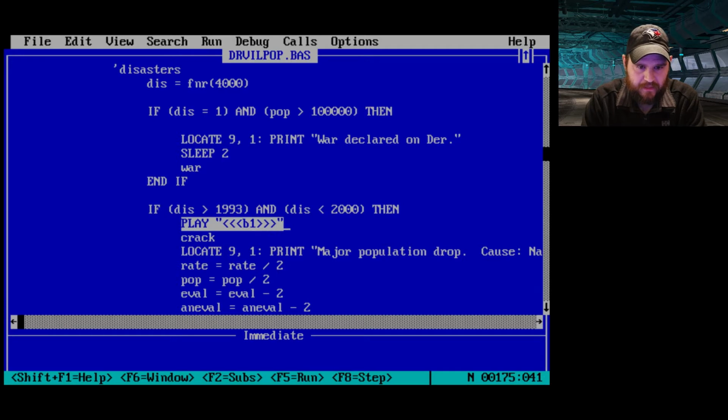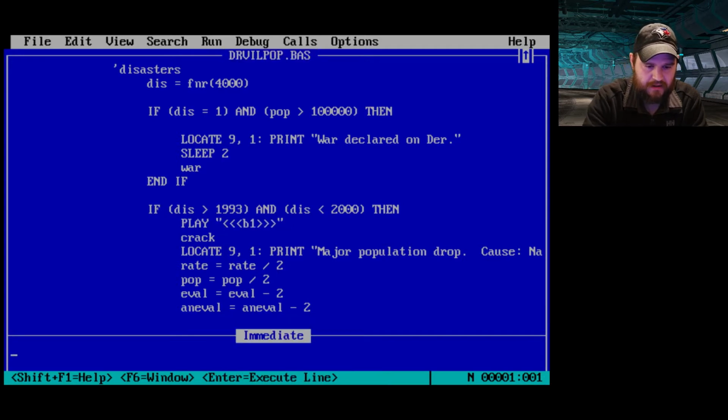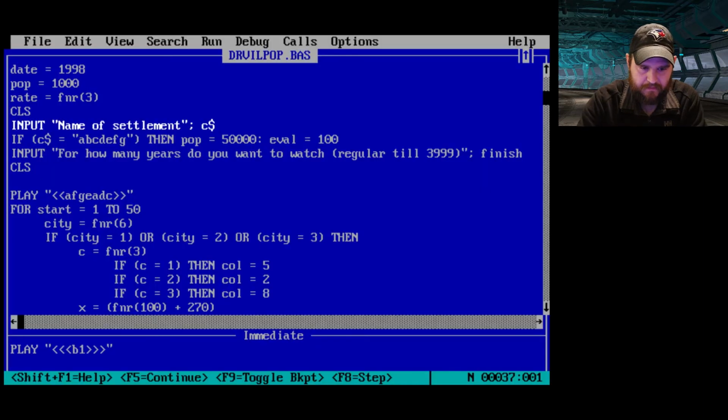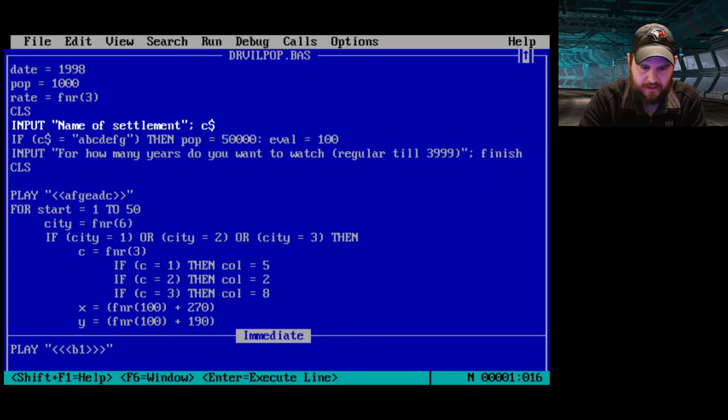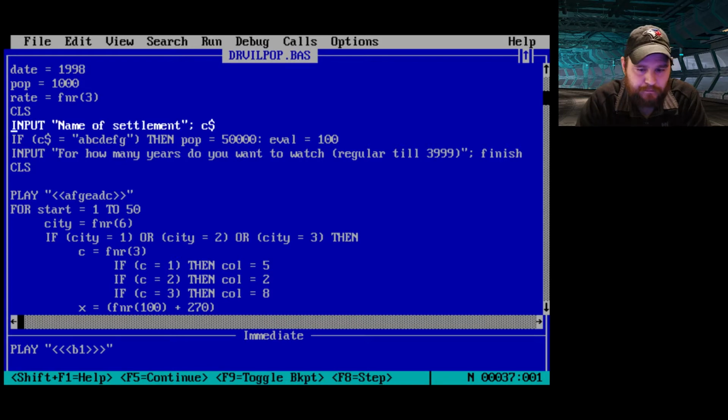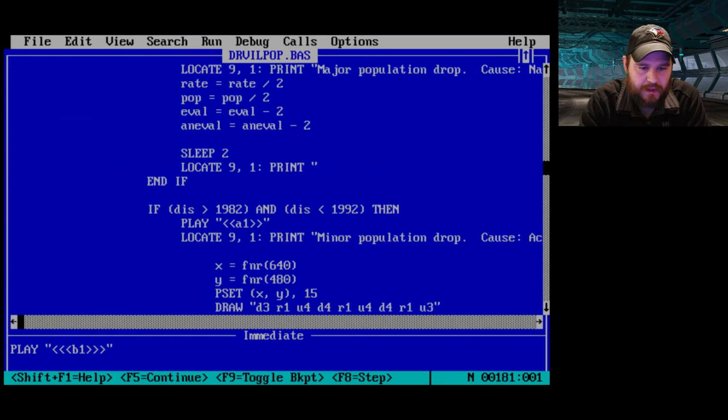I think I can copy that, paste it in here, and play it. No, that didn't work. Come on. Okay, so we did hear that lots, but I never knew what it did. So now we get to see what it does.